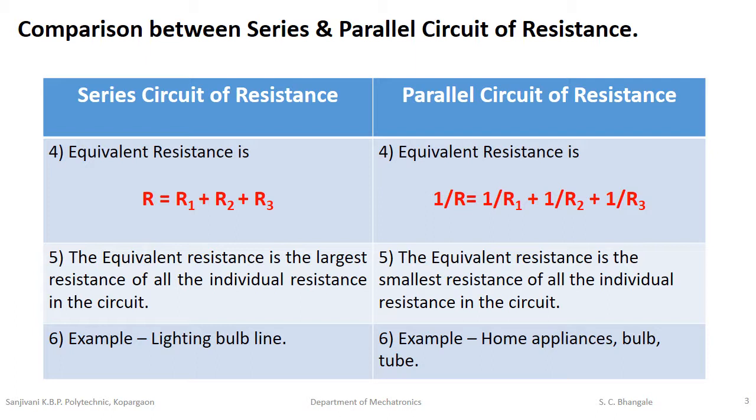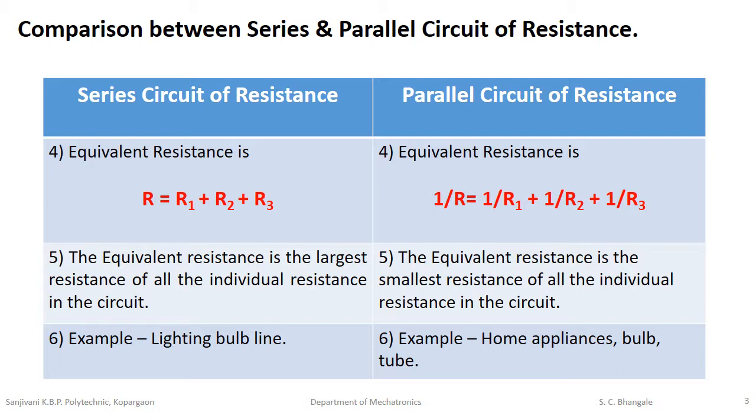To calculate equivalent resistance for the series circuit, the formula is R equals R1 plus R2 plus R3. To calculate equivalent resistance for the parallel circuit, the formula is 1 upon R equals 1 upon R1 plus 1 upon R2 plus 1 upon R3.